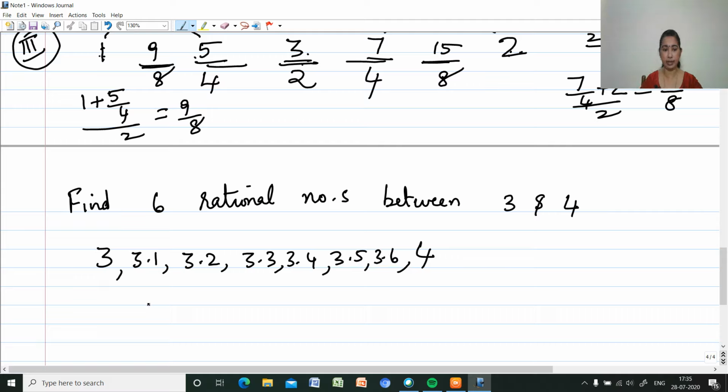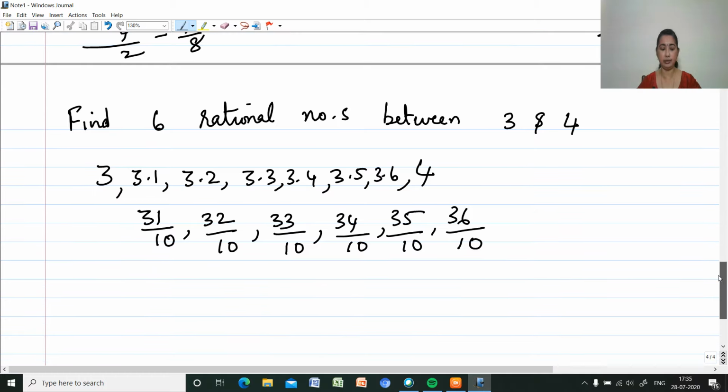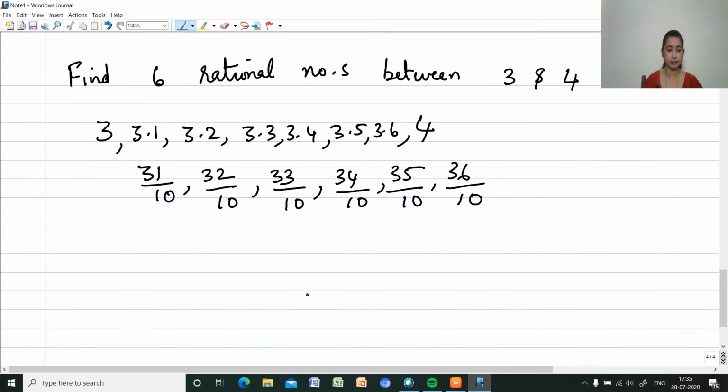And this can be written as 3.1 means 31 by 10, 32 by 10, 33 by 10, 34 by 10, 35 by 10 and 36 by 10. So you got 6 rational numbers between 3 and 4. In the same way, hope you understood how to find the rational numbers between two numbers. Then one question is there in exercise 1.1.